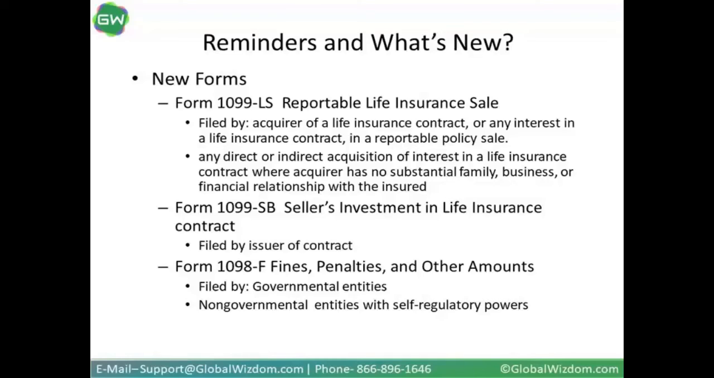Form 1098-F is for fines, penalties, and other amounts. The other amounts include things like restitution, which might be tax deductible. So fines and penalties generally are not. This is filed by governmental entities and certain non-governmental entities with self-regulatory powers.